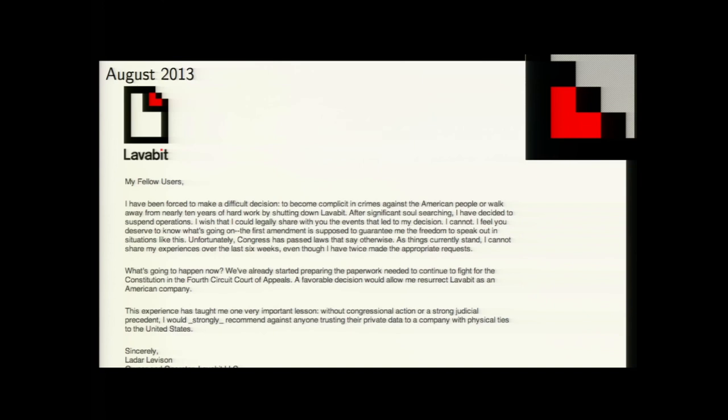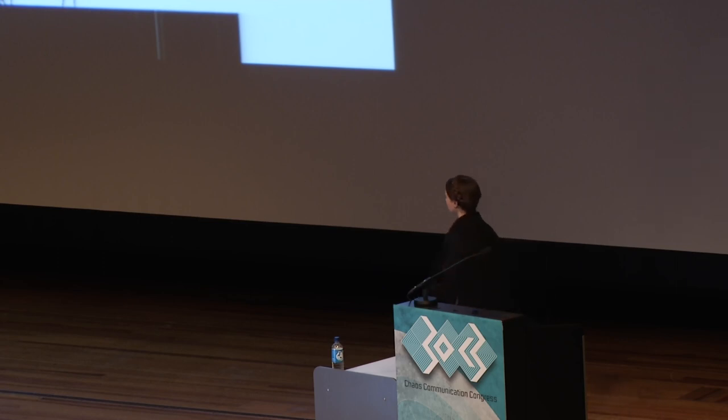Later on in August, some other things happened in the crypto world, including the sudden shutdown of an email provider that nobody had heard of before then. Ladar Levison wrote this very touching letter apologizing that he had to shut down his email provider for unknown reasons. A couple of months later, we actually found out the reason, which is, among other things, this document.